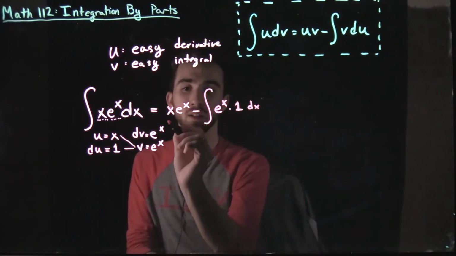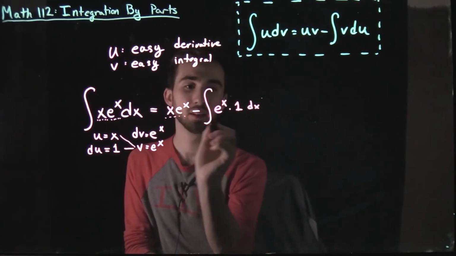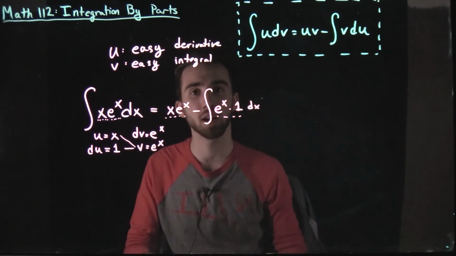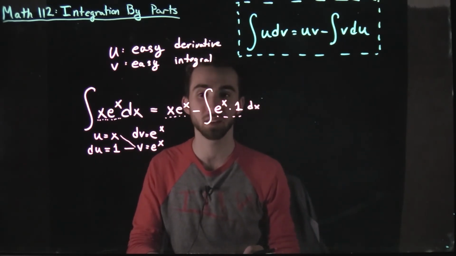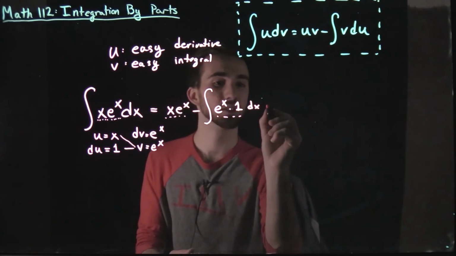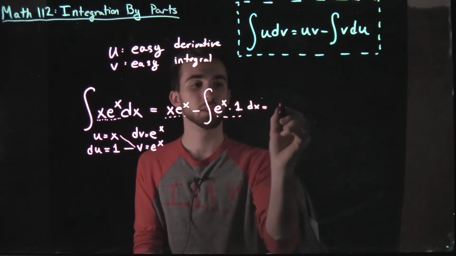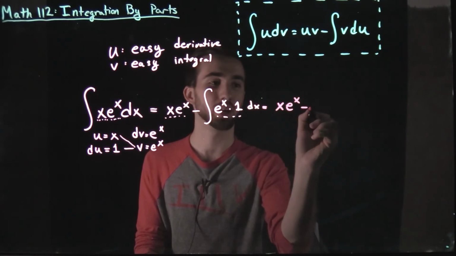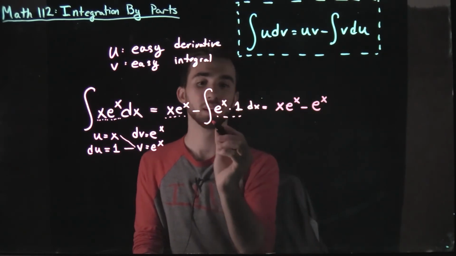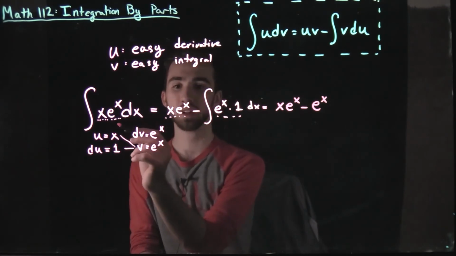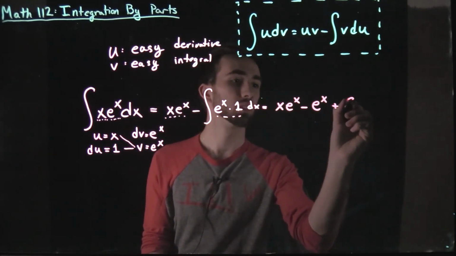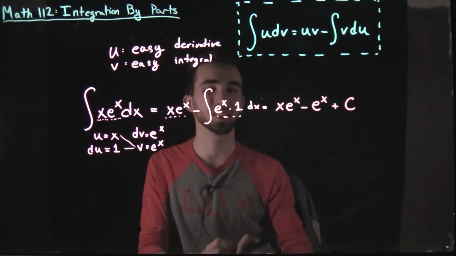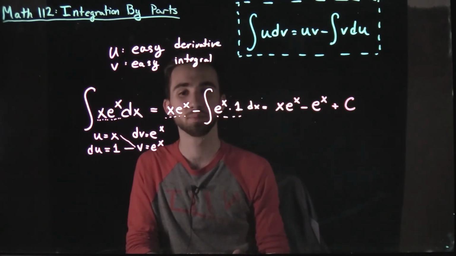And now we have this integral, which is easy to solve, because this is just the integral of e to the x, which is a very common integral. We see it all the time. So if we evaluate this, we get x e to the x minus e to the x. And since this is our final integral, we add the plus c to the end. And that is the integral of x e to the x.